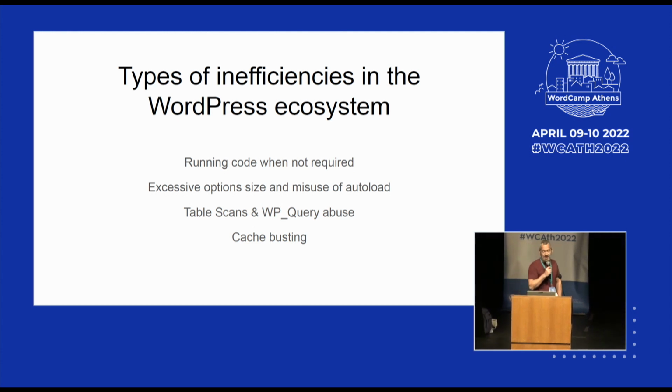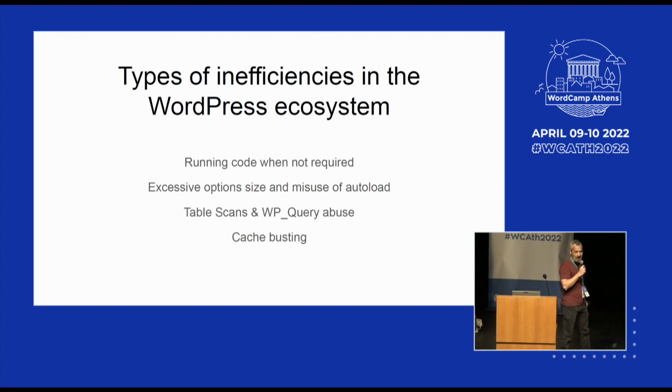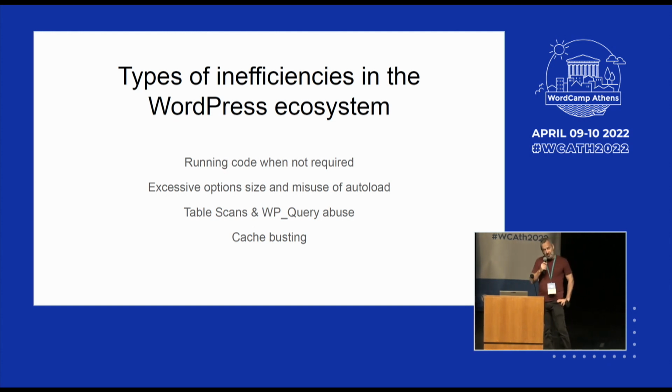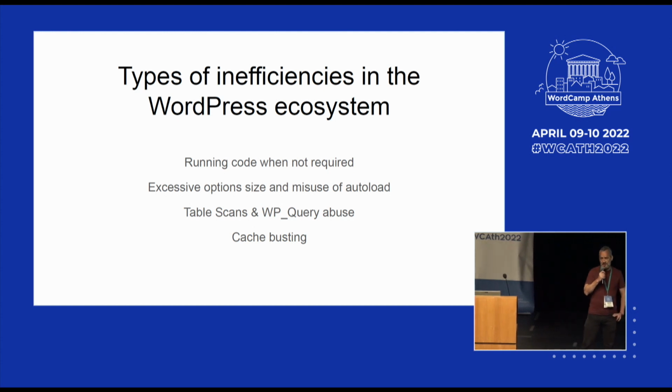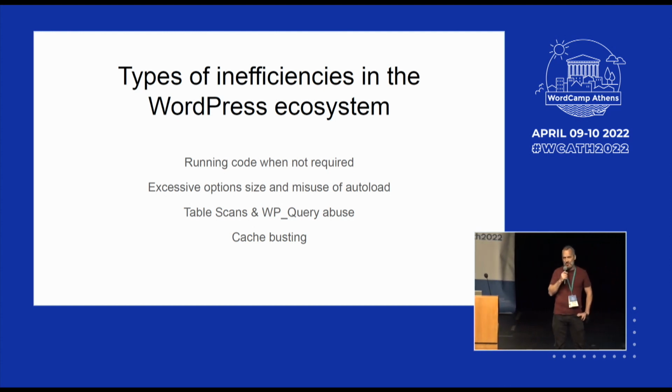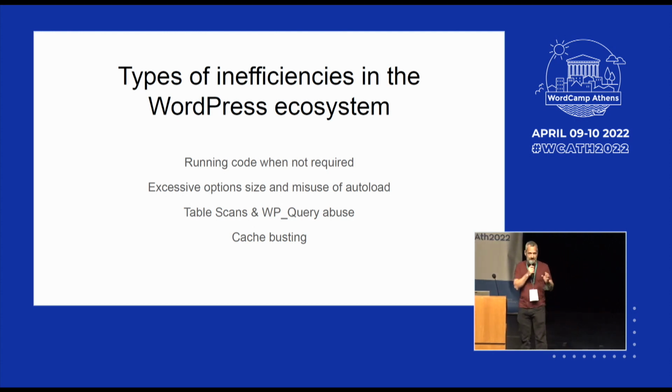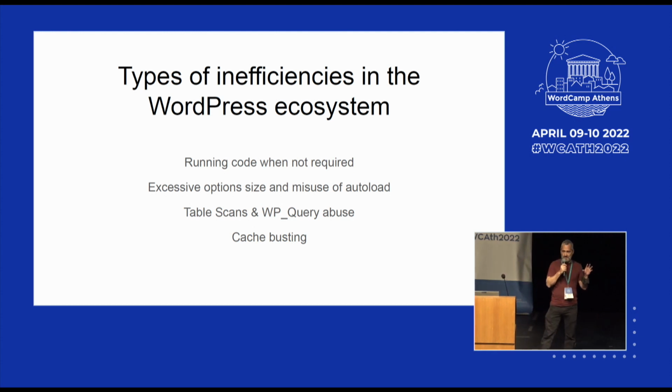So the first one is running code when it's not required. There's quite a few cases of this that I'll show in the next slide. And then there's excessive options size. If you're a developer, you know that there's a nice little function WordPress provides to save data into your options table, but this gets abused. People save massive objects into that table. And then if they only want to update one piece of data or fetch one piece of data, they're still fetching megabytes and saving megabytes on every page.